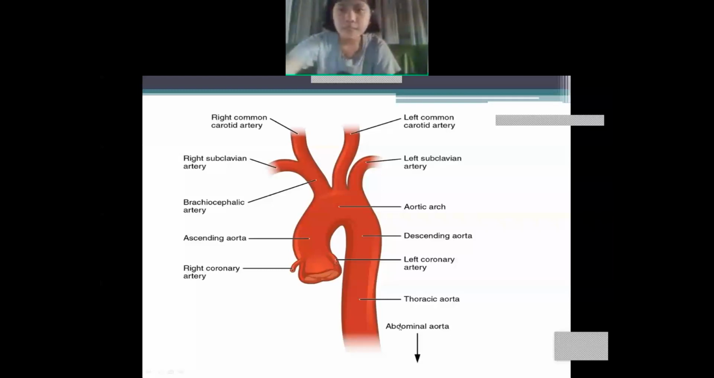Okay. So now let's see the ascending aorta. The ascending aorta mostly rises from the left ventricle, and since it lies at the root of the aorta, root of the aorta means what? R-O-O-T, root. Root means the starting point, ascending aorta.